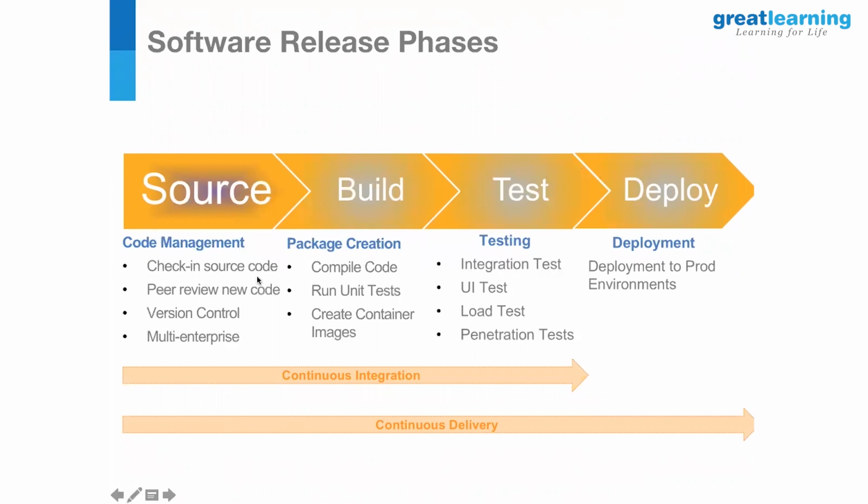From source to build and test, you might be installing it on your sandbox machine and testing. This entire process of repeatedly validating the changes that get into your source code is called continuous integration. And when we want to get the changes quickly to production, that is termed continuous delivery.